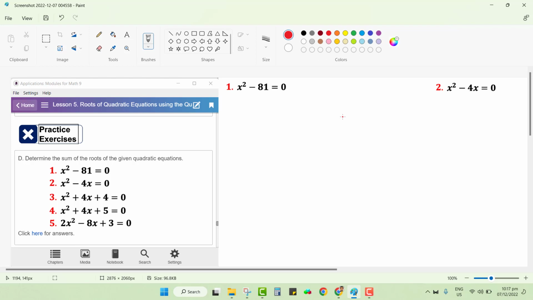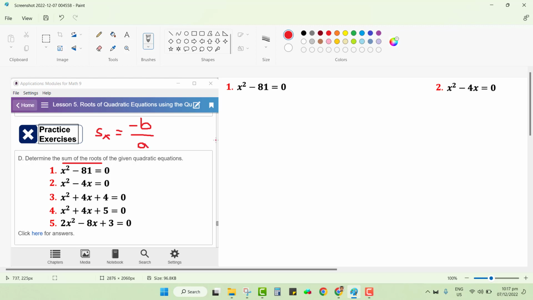Hello, this video will talk about the determination of the sum of the roots of the following quadratic equations. In order for us to determine the sum of the roots, definitely we need to understand what are the roots of these 5 quadratic equations. However, we could automatically get the sum of the roots given by this formula. The sum of the roots of a quadratic equation is simply the result when we substitute negative b over a.